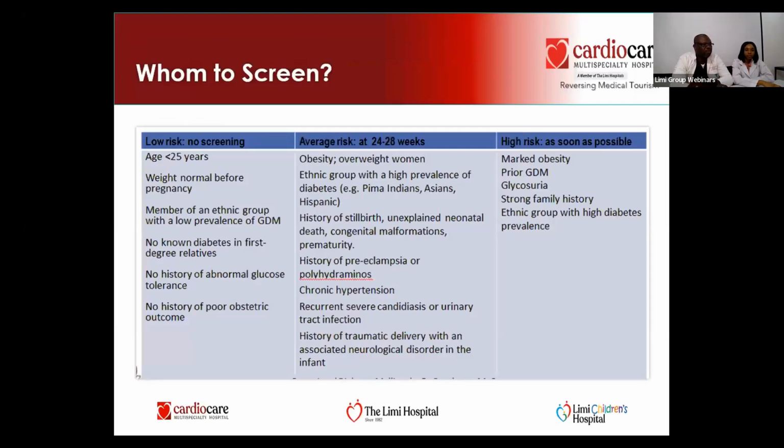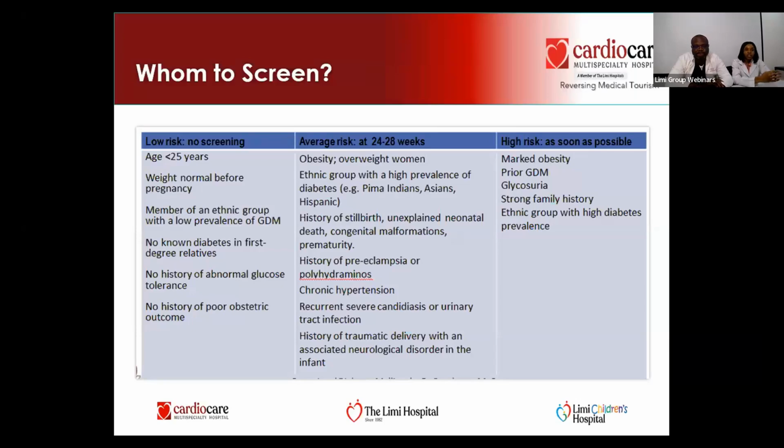So this is a table of whom to screen. You have the low risk, no screening. There's the low risk, there's the average risk, and then there's the high risk. For the low risk, you don't need to screen, which means you don't need to do the oral glucose tolerance test. While for the average risk, you need to do the test at 24 to 28 weeks. And then the high risk, you need to do it as soon as possible, which are those you need to do at booking, at first contact.